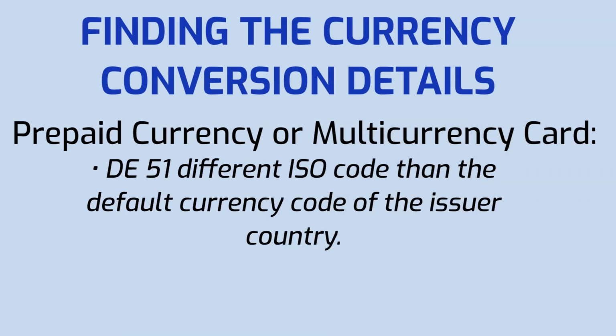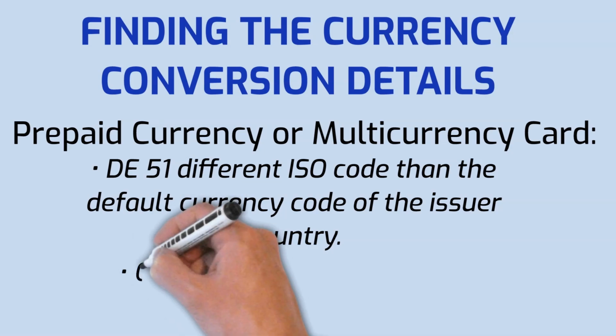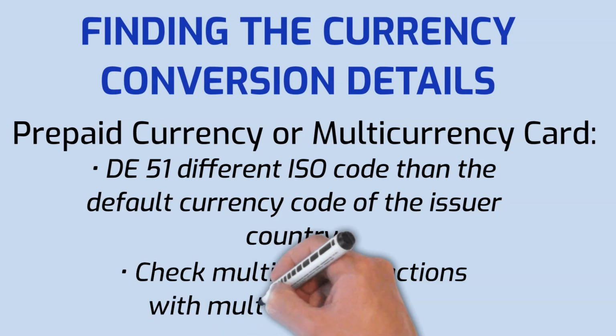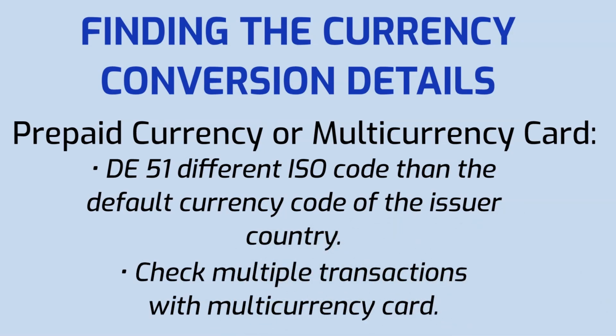For a multi-currency card, DE51 is where we'll look as well. The difference is we'll need to look at a number of transactions with different merchant currencies in DE49. We'll see that as DE49 changes, DE51 will match it. These are the different supported currencies for that card. When we see a mismatch between DE49 and 51, we'll know that the merchant currency is not supported by this card. We'll also identify the default settlement currency for the card in DE51.